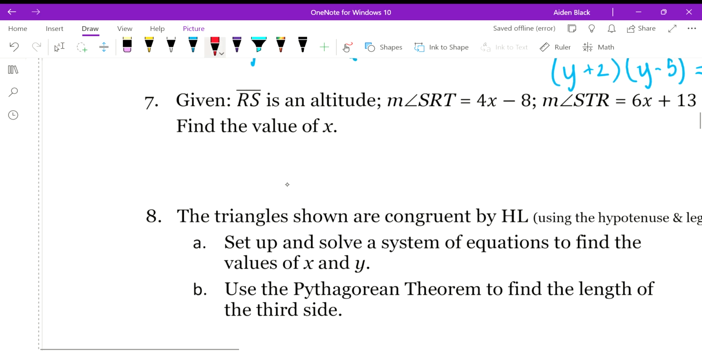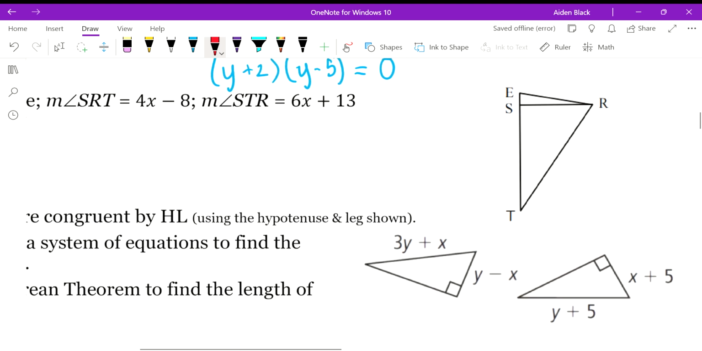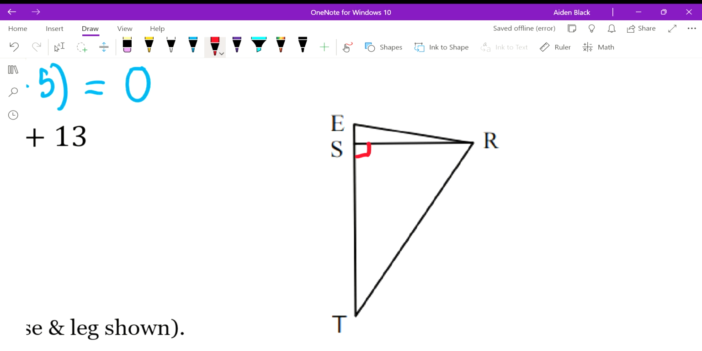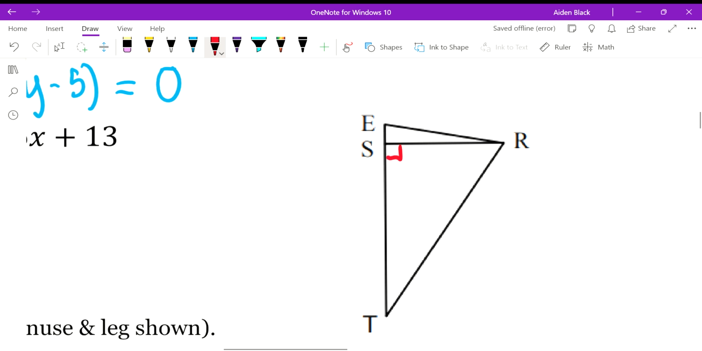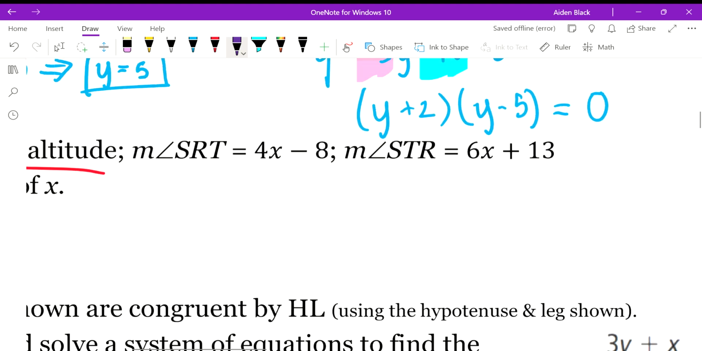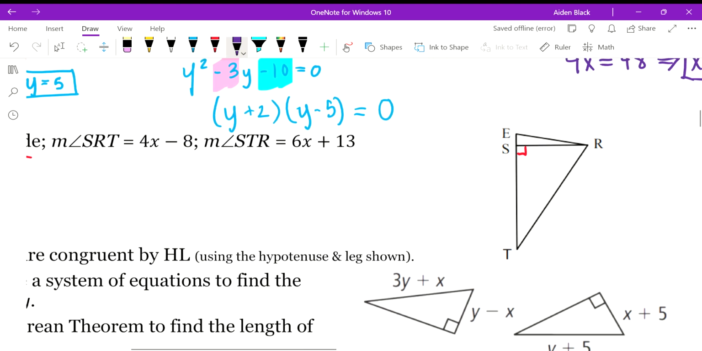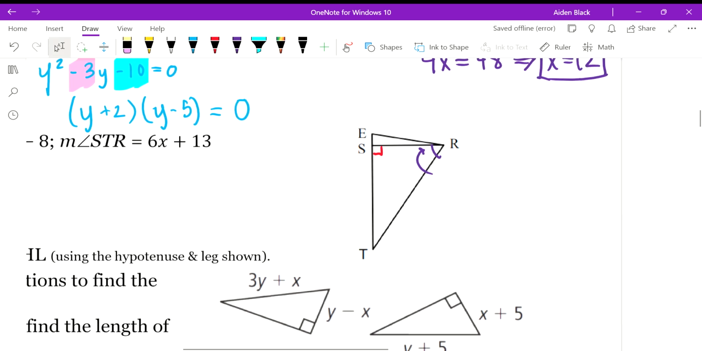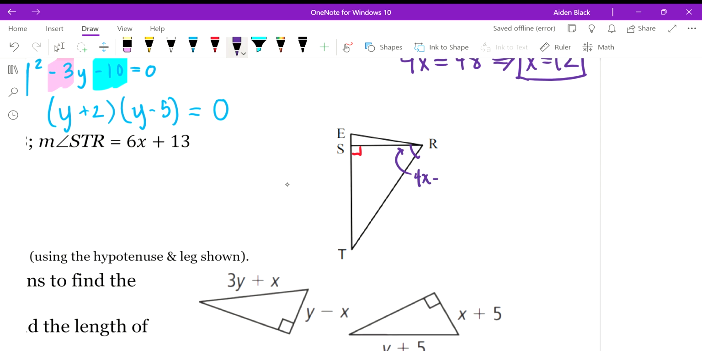So when you read this, RS is an altitude, the first thing you should do is look at RS and know that it creates a right angle. Okay. Creates a right angle here too. But really for this problem, I believe this is the one that is pertinent, important. So I know that the measure of angle SRT, this is SRT here, is 4x minus 8. And then the measure of STR is 6x plus 13.